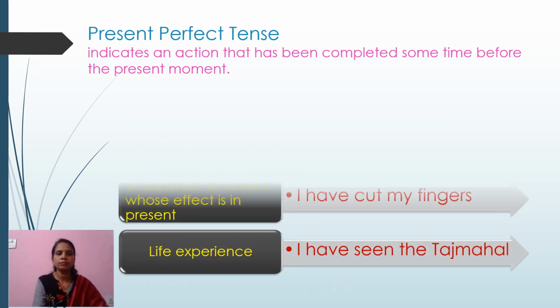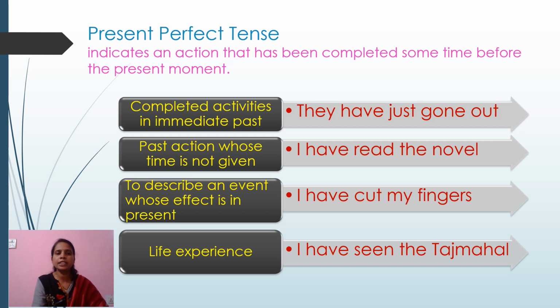Now the third tense, present perfect tense. It indicates an action that has been completed sometime before the present moment. For example, some activity which has been just finished. They have just gone out. Some past actions whose time is not given, like I have read the novel. There is no mention of time, when did I begin or when did I finish it.